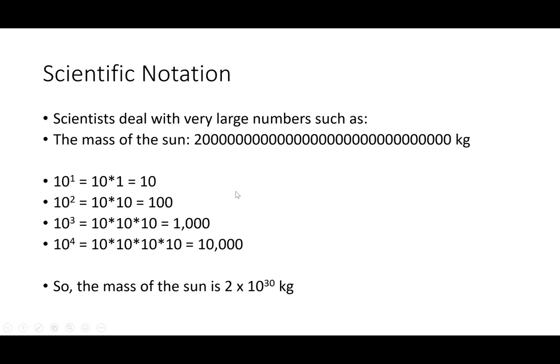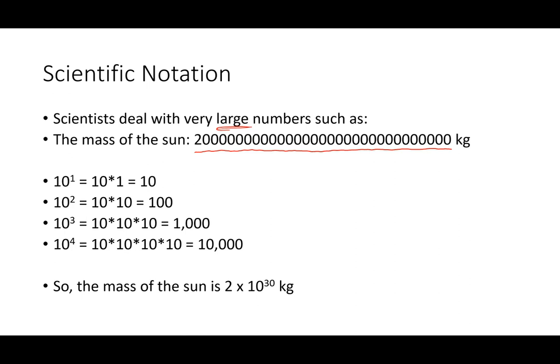Okay, students, welcome back. We're going to continue our notes with this measuring and calculating slideshow, and we're going to talk about scientific notation. This is a super important piece of information for you, especially in chemistry, as scientists deal with very large numbers, such as the mass of the sun. So, the mass of the sun is this number in kilograms. That is a cumbersome number to write down, and you wouldn't want to do this very often, okay?